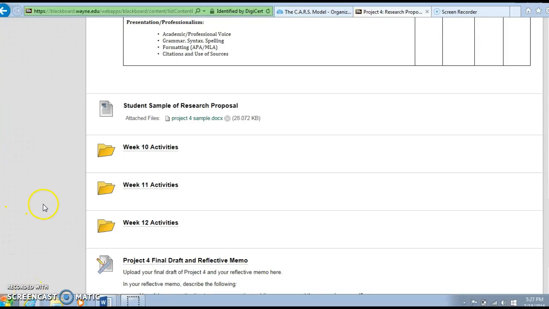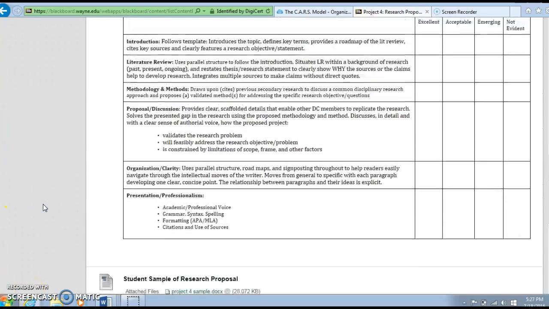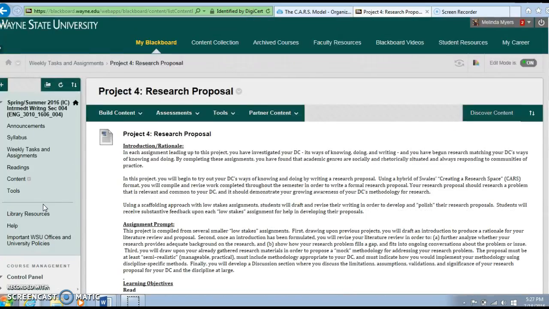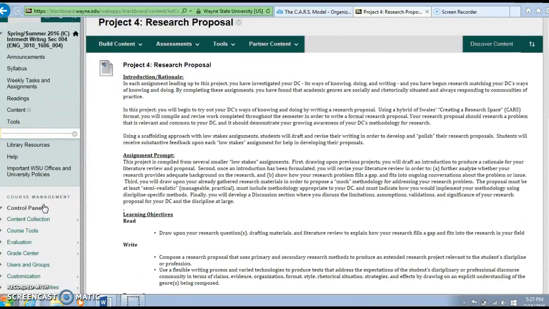Hi, everybody. So for today, I wanted to go over the general assignment guidelines for the research proposal and talk more specifically about the introduction in particular and go over the student sample, at least the introduction part of the student sample.